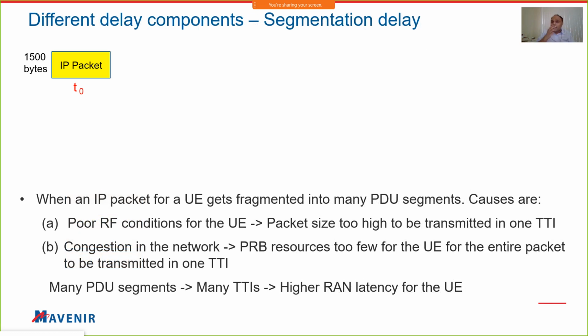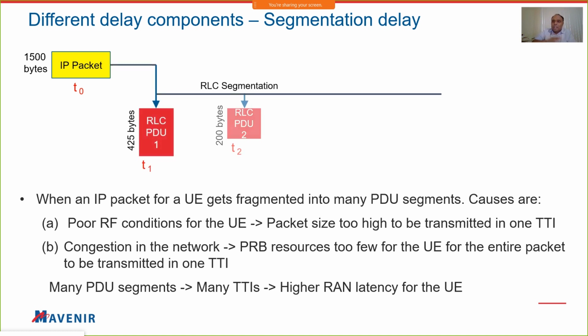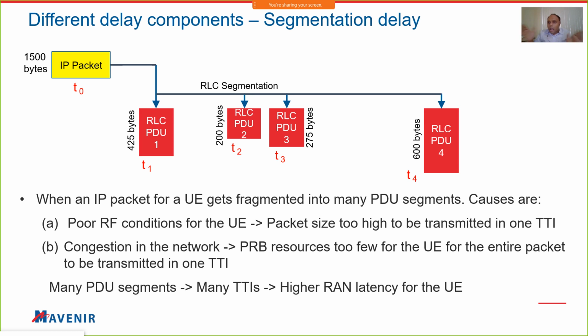The other delay component is called contention delay. When the IP packet is ready for transmission to the user, it can get segmented into multiple PDU segments based on the conditions of the underlying network. Each of these PDU segments is transmitted in a time slot, and they need not be transmitted in consecutive time slots. They can be transmitted in non-contiguous time slots, and the periodicities between any two successive time slots can also vary across segments. This also adds to the RAN latency. When there is heavy congestion in the network, this contention delay will be higher.